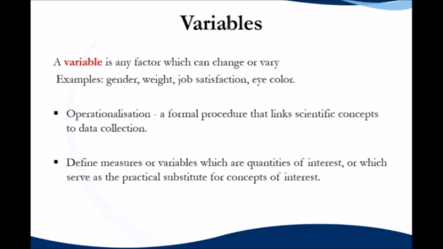You do find that there are variables that you conceive, but you are not able to measure them directly as you have conceived them. So when you operationalize them, it's a procedure where you are able to say, this is a scientific concept, but this is how I'm going to collect it in the field. You will see with the example that follows. So we are defining measures or variables which are quantities of interest, or which serve as a practical substitute for the concept of interest. So you might find that you are interested in a particular variable, but practically you are not able to measure it. So then you might have a practical substitute for your concept of interest.